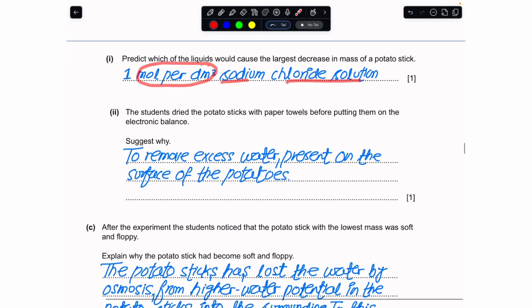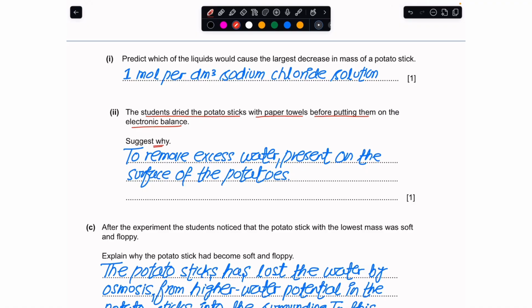Now if we move further, they say the students dried the potato sticks with the help of a paper towel before putting them on the electronic balance, and they are asking for a suggestion as to why they have done it.